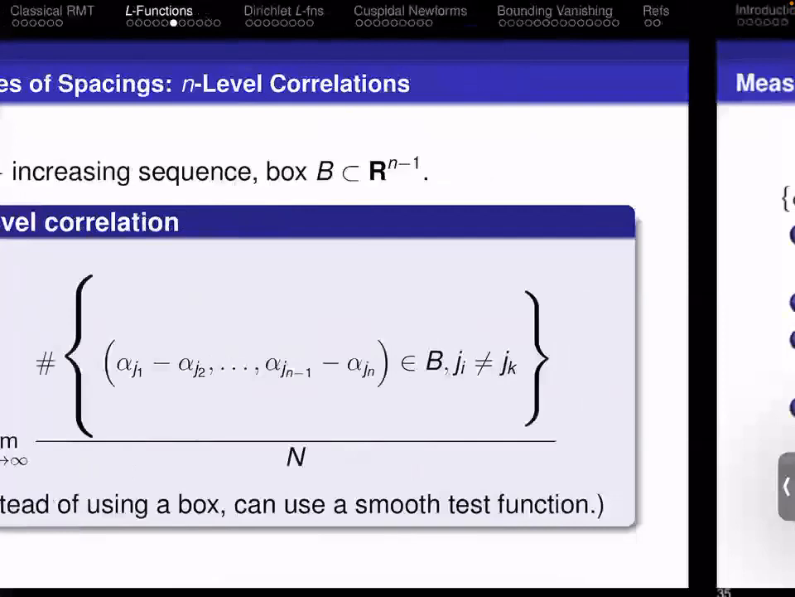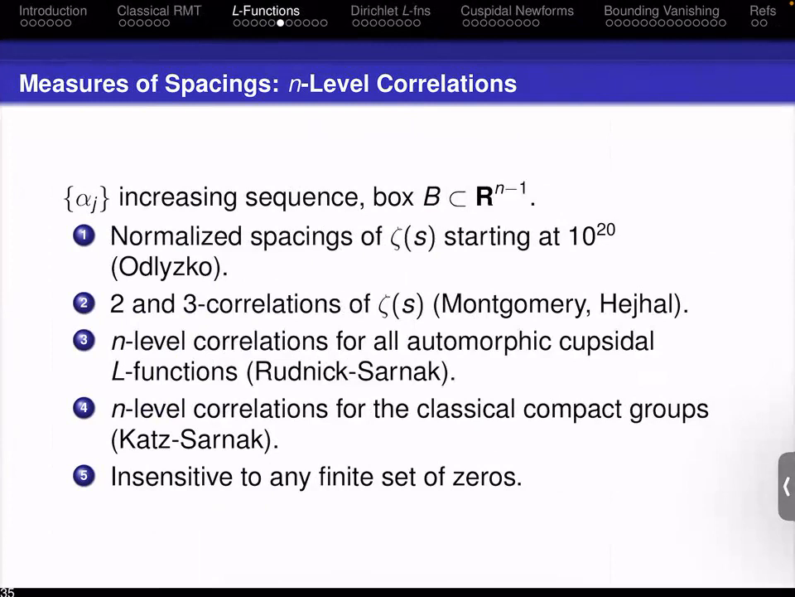And so just a quick summary of results between random matrix theory and number theory: the normalized spacings of zeta zeros starting at 10 to the 20th, we saw, agreed with random matrix theory. Montgomery proved the two-level correlation, then Dennis Hejhal proved the three-level correlations of the zeta function agree with random matrix theory. And then right around the time Hejhal did that, Rudnick and Sarnak proved not just the two or three level, but the n-level correlation, not just for zeta, but for all automorphic cuspidal L-functions agree. Then we have the interesting result that Katz and Sarnak showed that the n-level correlations for all the classical compact groups agree. And we have the idea that these quantities are insensitive to finitely many zeros.